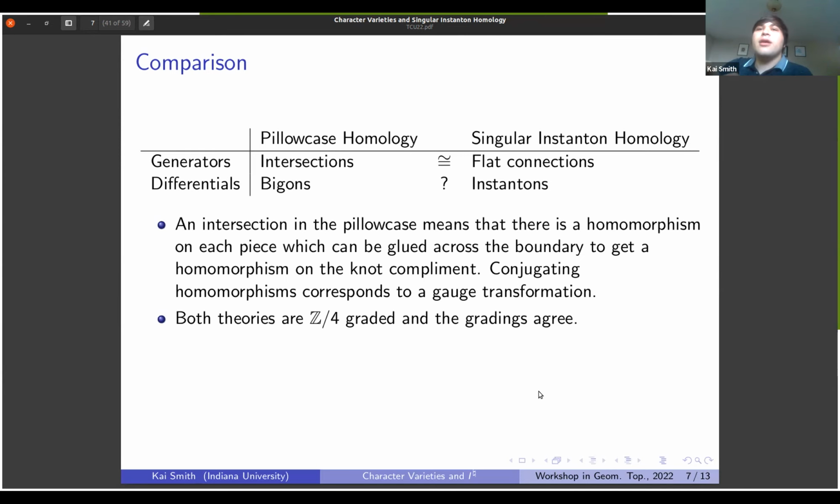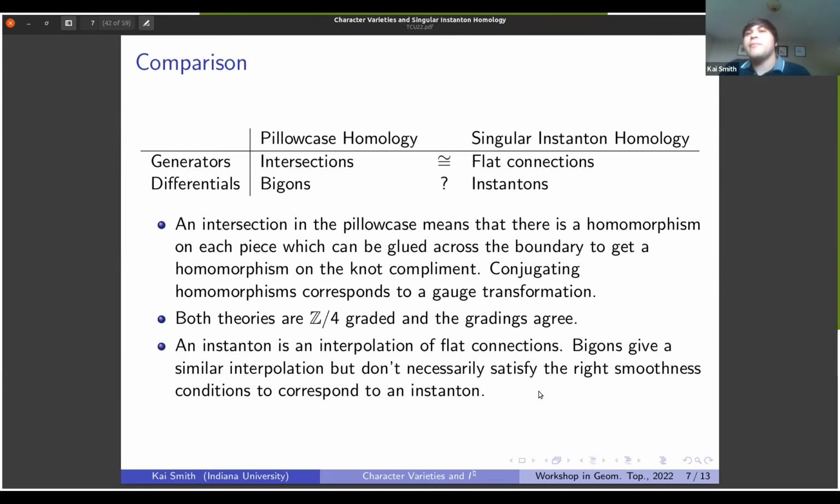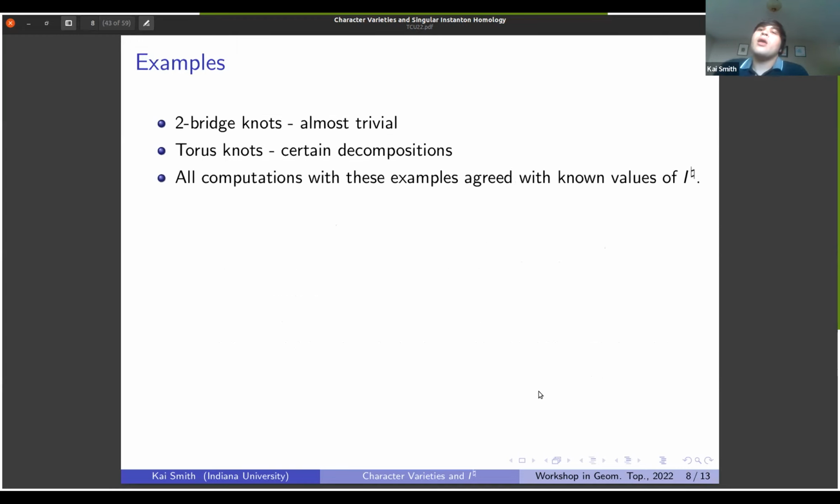But the bigons, or the differentials, are a little bit more complicated. On one side, instantons act as an interpolation between flat connections, and bigons also act similarly as an interpolation, but they don't necessarily satisfy the right smoothness conditions to correspond to an instanton. And so it's less clear if these two are equivalent. That's something we'll try to answer as well.